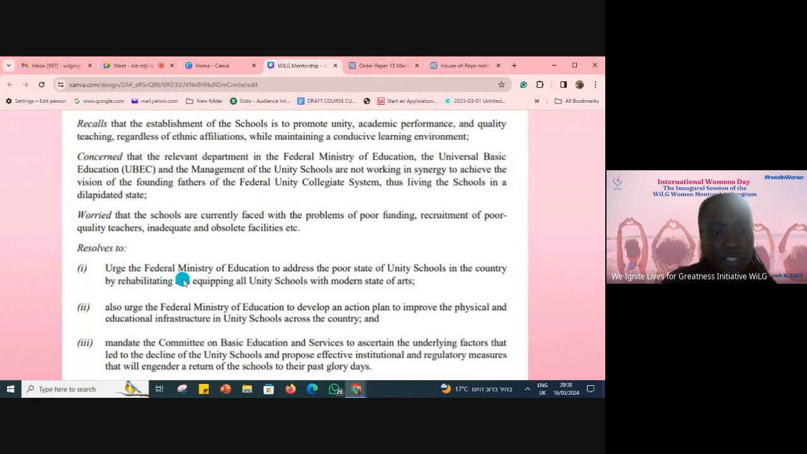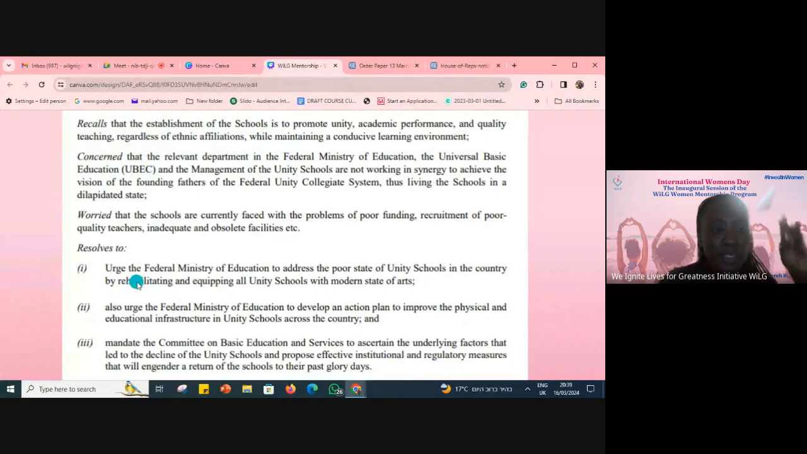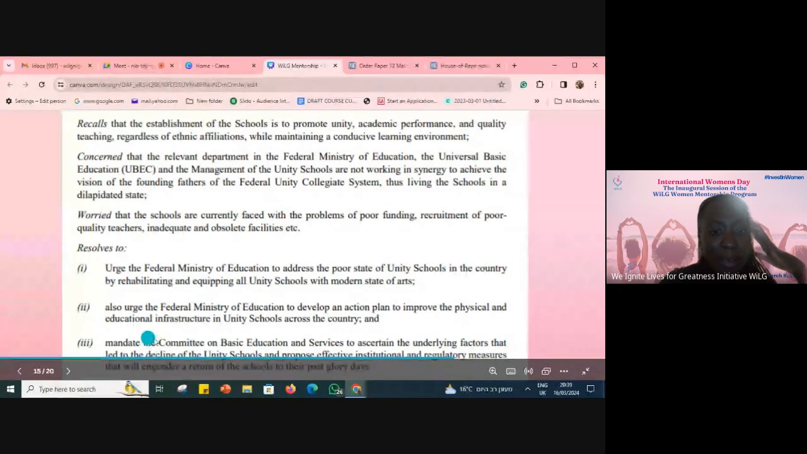urge. Urge the Federal Ministry of Education to address the poor states of Unity schools in the country by rehabilitating and equipping all Unity schools with modern state-of-the-art. Also urge, after saying the first urge, that the Federal Ministry of Education to develop an action plan to improve the physical and educational infrastructure in Unity schools across the country. And mandate. You see that they use mandate for their committees, and they use the word urge for ministries. So they are mandating that the Committee on Basic Education and Services.